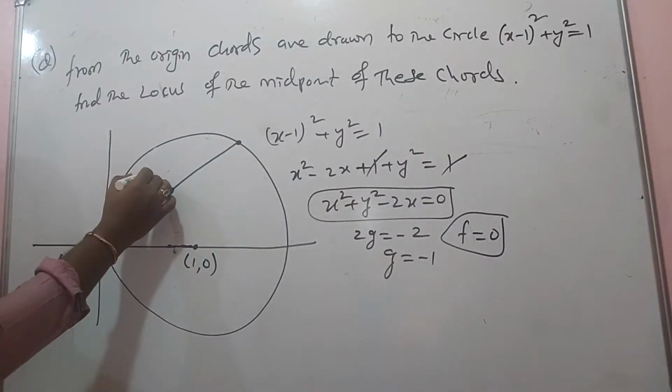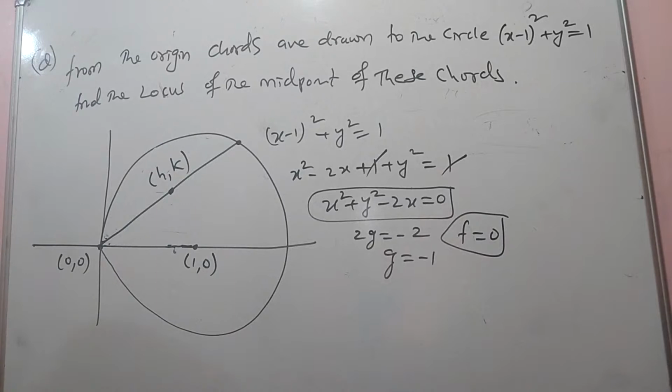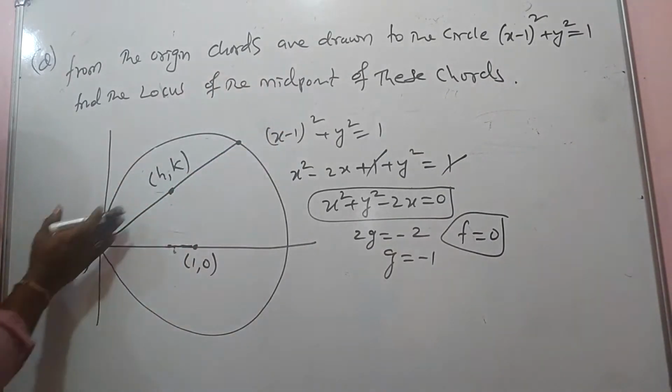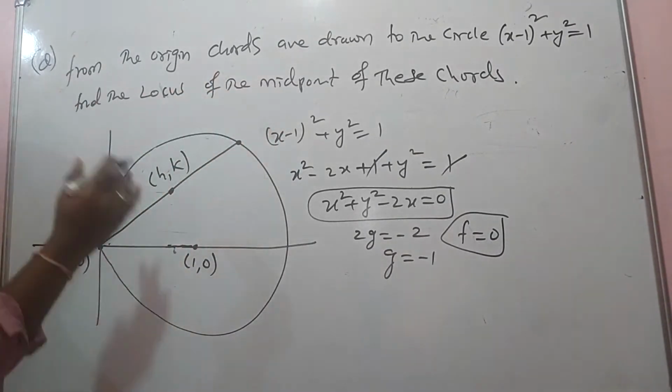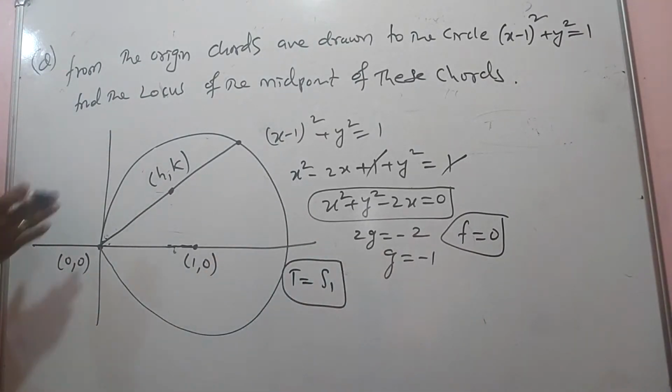So for the locus of the midpoint, let us take h comma k. Let us take the midpoint as h comma k. And what is the equation of this midpoint of the curve? The formula is T is equal to S1. Midpoint of the curve is T is equal to S1. Is it clear?